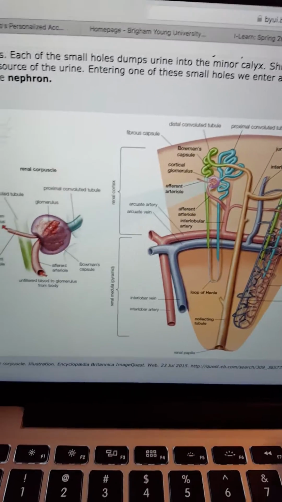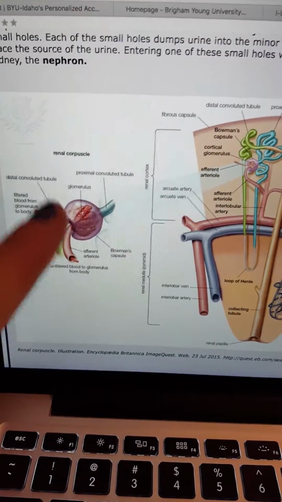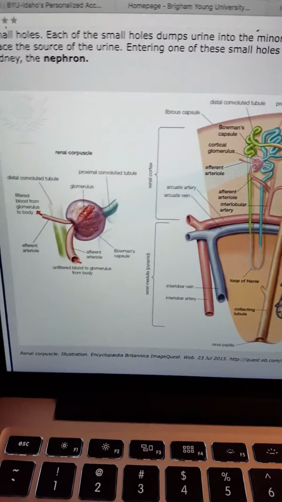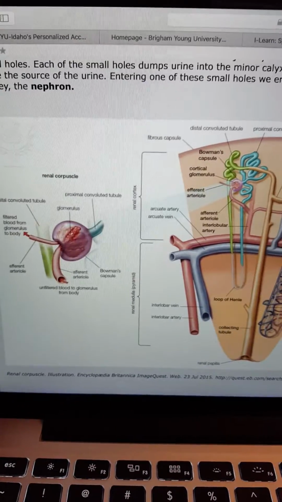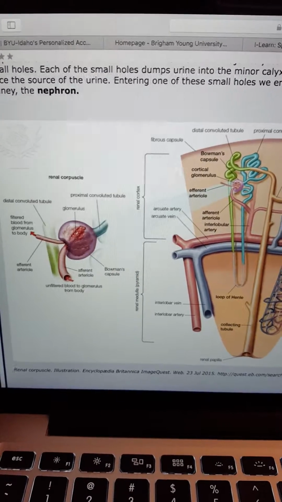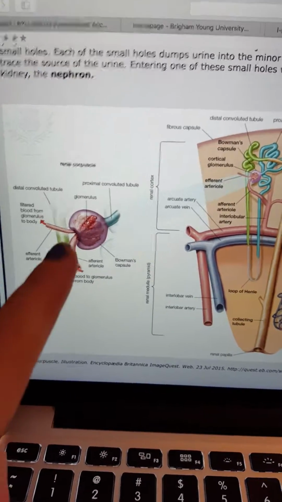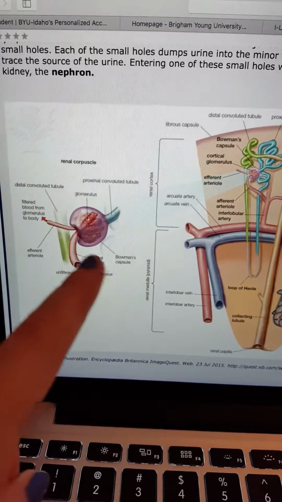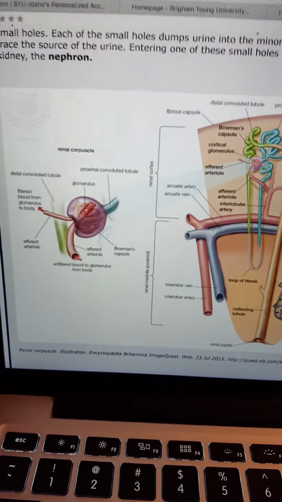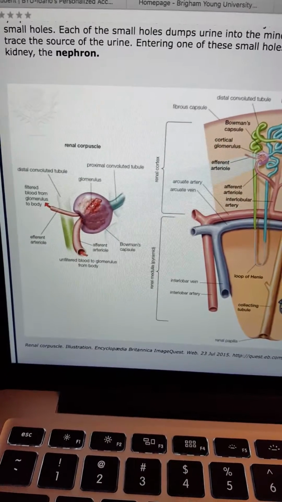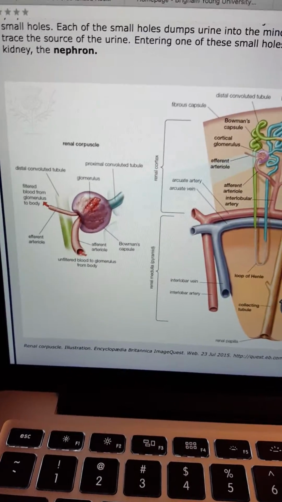So as blood travels to these capillaries, some of the fluid or plasma, called filtrate, spills out of the glomerulus, and it's collected by the cup-like Bowman's capsule. So it spills out of there, and this catches it. This solution that spills out is what eventually becomes urine, and the actual spilling of it is what's called filtration.